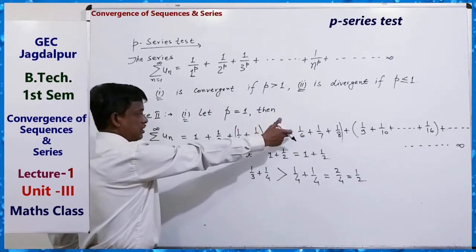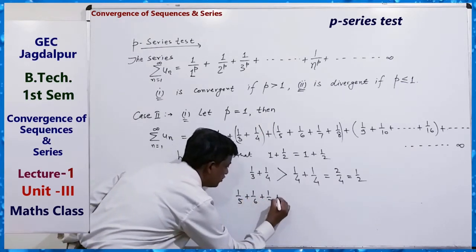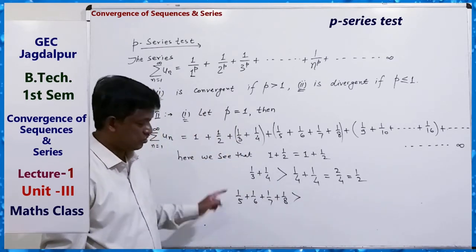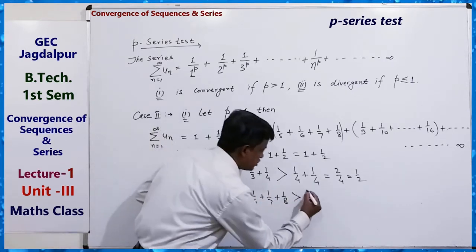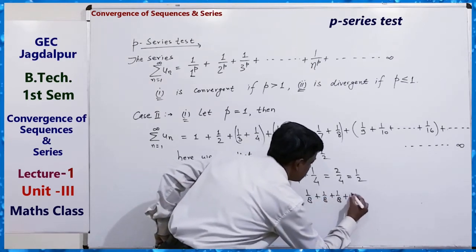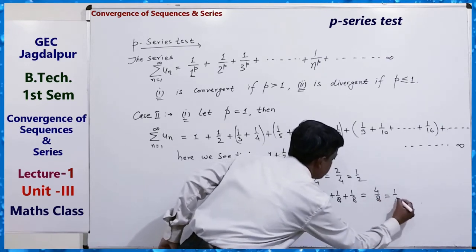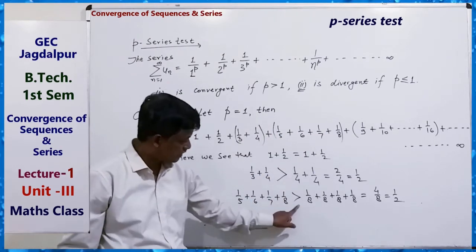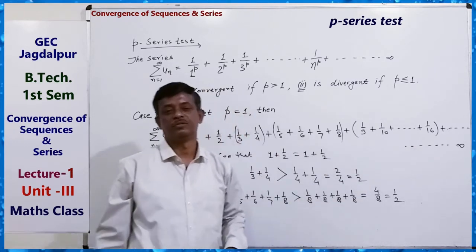Now combine 1 by 5, 1 by 6, 1 by 7, 1 by 8. These all are greater than 1 by 8. So in place of these, we can write 1 by 8 plus 1 by 8 plus 1 by 8 plus 1 by 8 equals 4 by 8 equals half. Okay. So this combination of 4 terms is greater than 1 by 8 taken 4 times, so 4 by 8, that is 1 by 2.